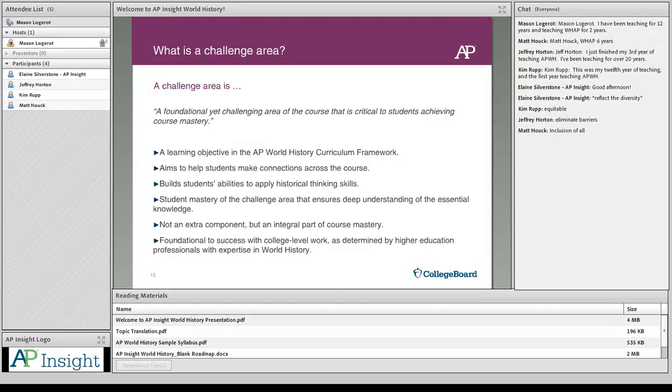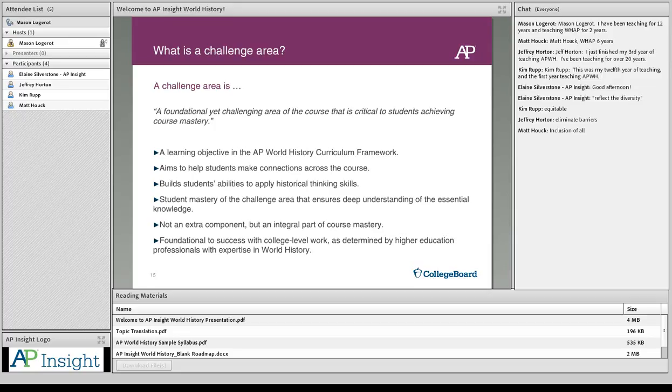The first thing, I think the most important part too, is that these challenge areas are all learning objectives from the curriculum framework. So in other words, these are already areas that you are teaching in your class. We're not adding anything to your syllabus, anything new that you have to teach. You're already teaching all these challenge areas.